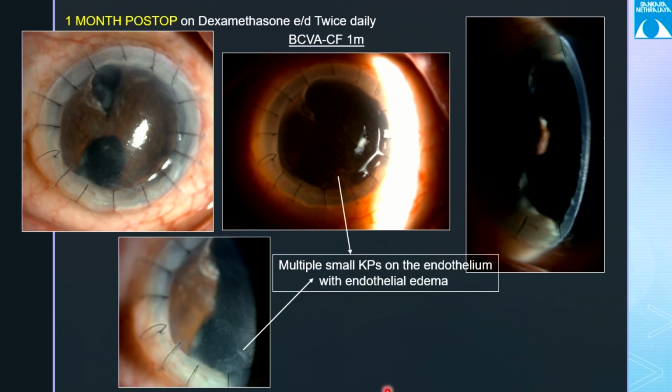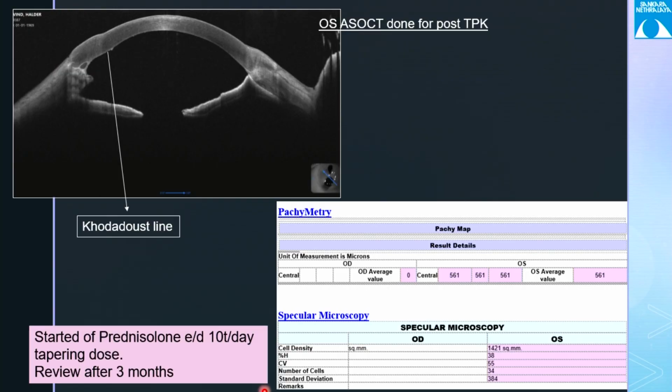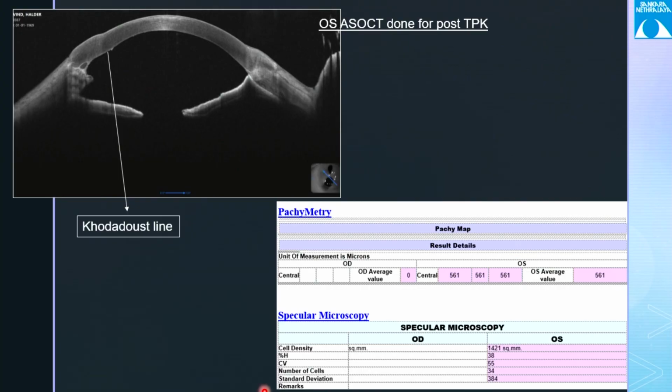Can somebody tell what it is called? So on ASOCT also, we can see the same Khodadoust line, which is here, and multiple KPs on the endothelium. And on pachymetry and specular count, we can see there is endothelial cell loss. So the patient was started on prednisolone eye drops 10 times daily, tapering dose weekly, and was called for review after 3 months.